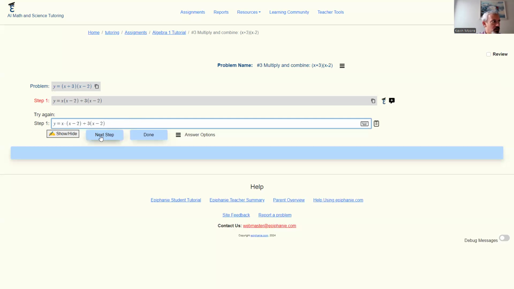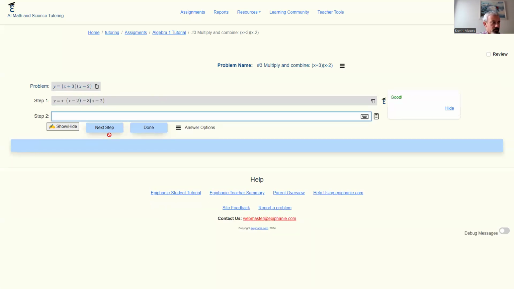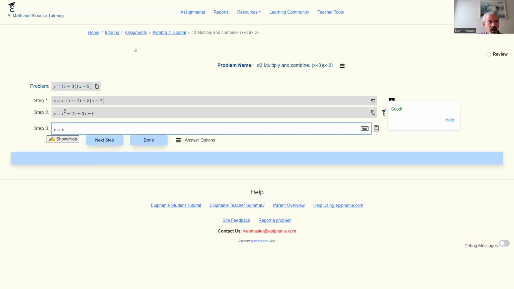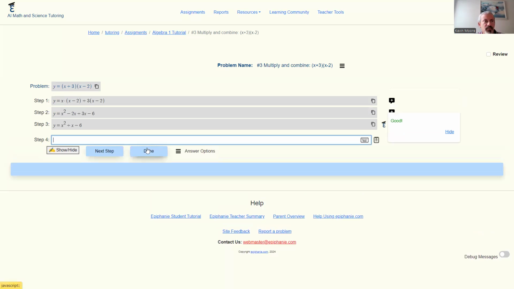And let's go on to the next step. Now this should work just fine. And we'll go ahead and continue to simplify this. y equals x squared minus 2x plus 3x minus 6. And finish it up, y equals x squared, I'm using the caret symbol for squared. You can also do this with the GUI, but all the symbols and shortcuts that you're used to make this work. Plus x minus 6. And at this point, we'd say we're done because we have combined and expanded that expression.